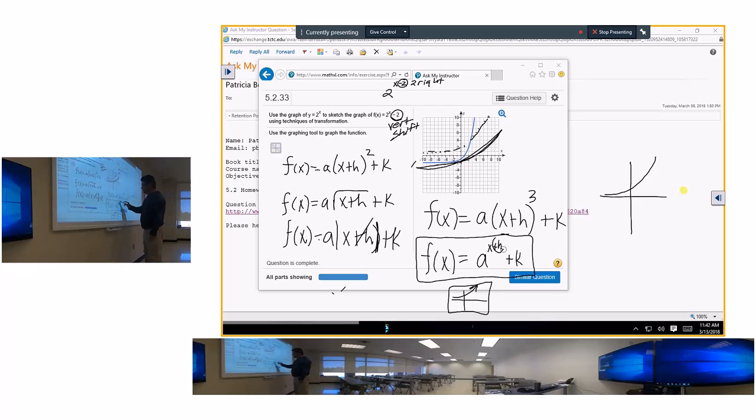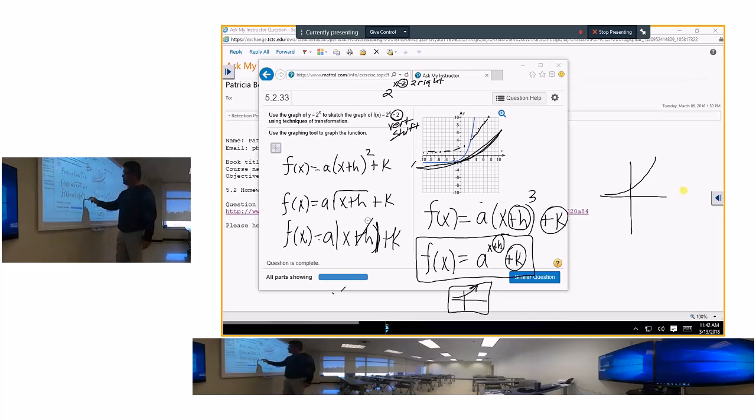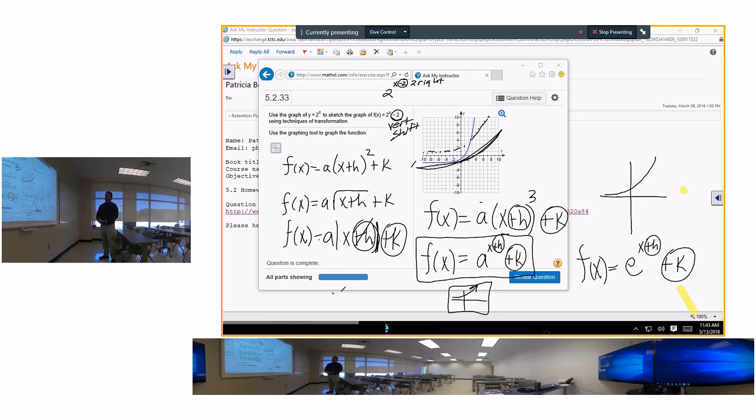This is your horizontal shift. If it's a negative, you go to the right. If it's a positive, you go to the left. And this is your vertical shift. It still applies to these. There's your horizontal shift, there's your vertical shift. If you did e, that'd be f of x is equal to e to the x plus h plus k. Again, there's your horizontal shift, there's your vertical shift. They all fall in the same family of graphs. A, h, and k. A is your orientation, h is your horizontal shift, and k is your vertical shift. Okay?